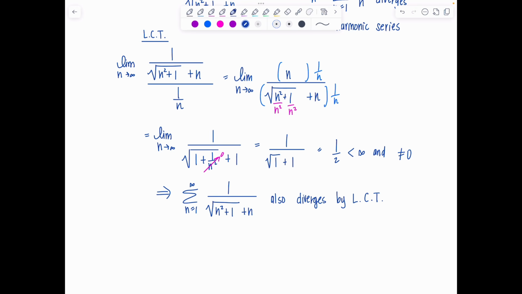Was this the original series? No. This is the absolute value of the original series. So what do I know about the original series, which had that alternating component in the numerator? The sum n equals 1 to infinity of -1 to the n over the square root of n squared plus 1 plus n. What do I know about that? It does not converge absolutely.